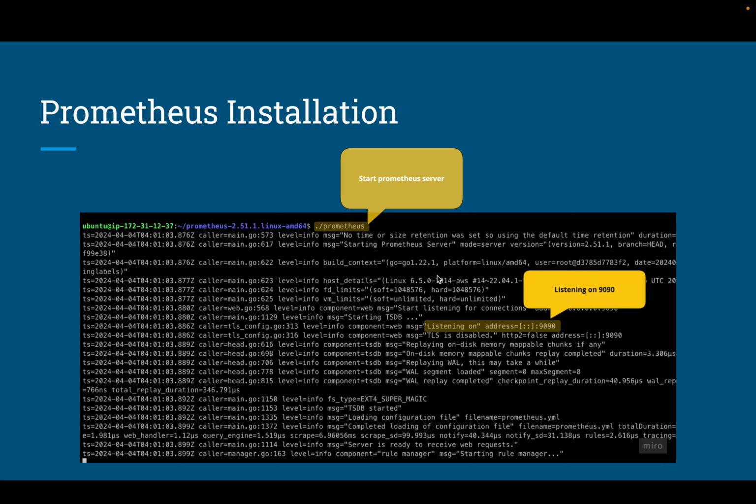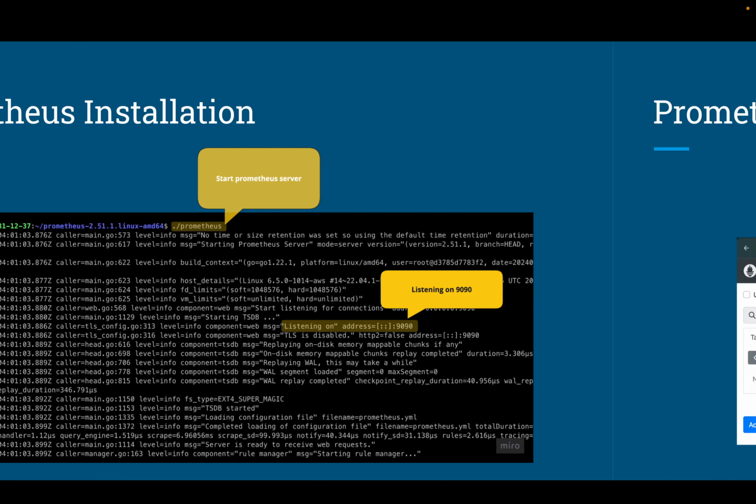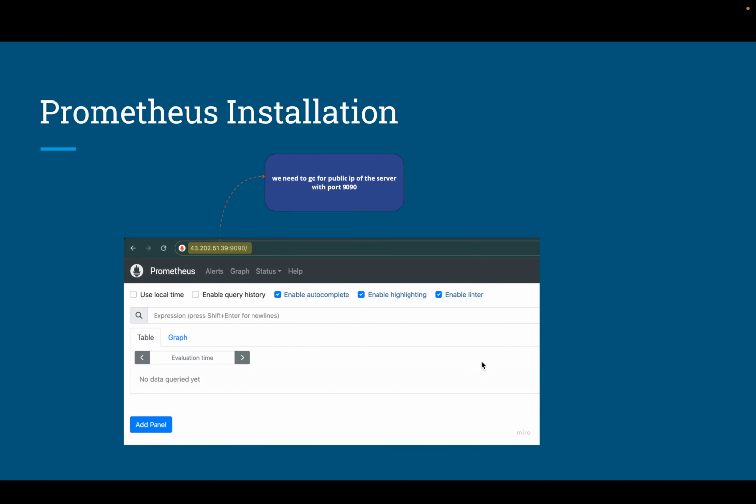Soon after you run that, the Prometheus server will run in the foreground, and you can see a line saying listening on address 9090, which means our Prometheus server will be running on port 9090. So I copy the public IP of my Ubuntu server to the clipboard, go to the web browser, and append the 9090 port. If I hit enter, boom, I get the Prometheus server UI.